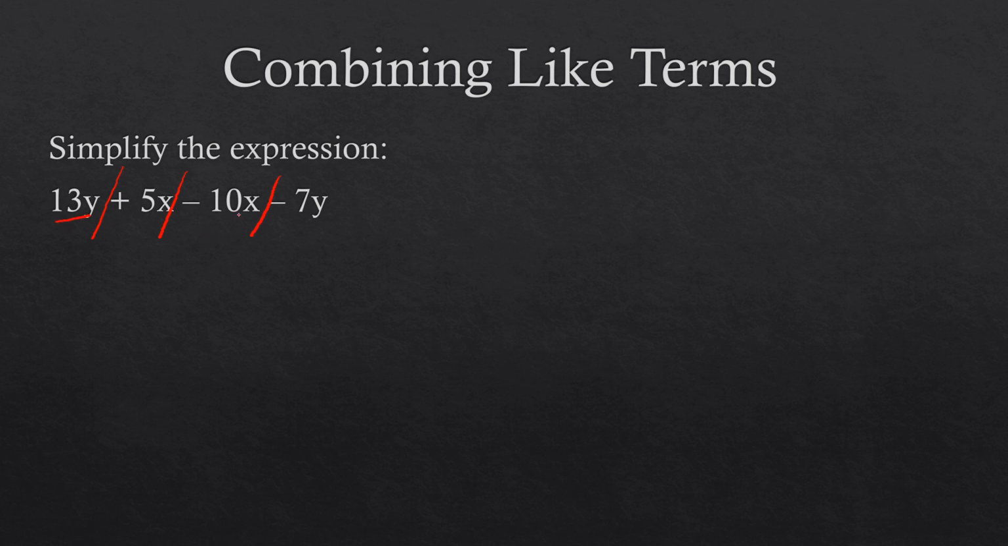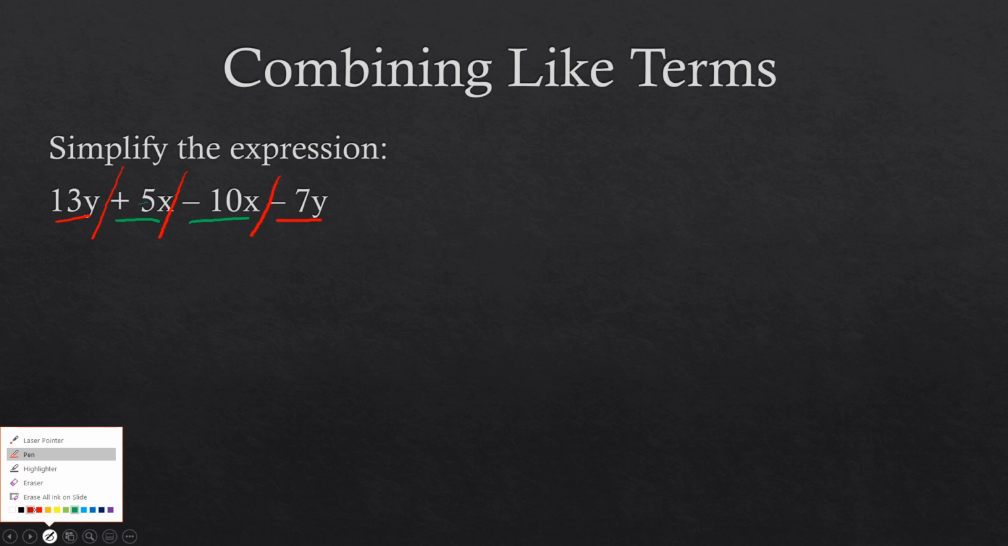Here we go. I have my 4 terms. And I have 13y, and then a 7y. And then I see here I have a 5x and a 10x. So here I have two different sets of terms that I can combine, right? I have y's that I can combine, and I also have x's that I can combine, okay? So let's do those separately. Let's start with our y's.